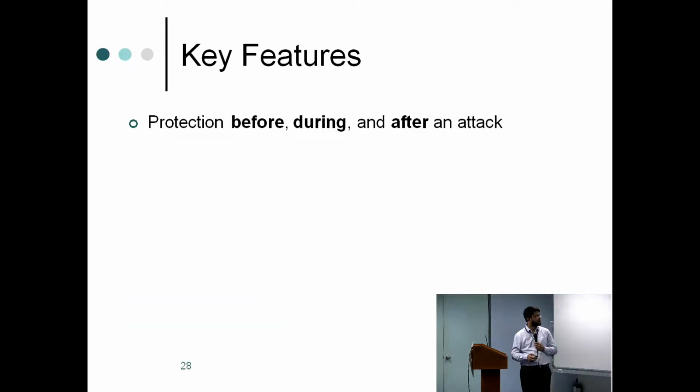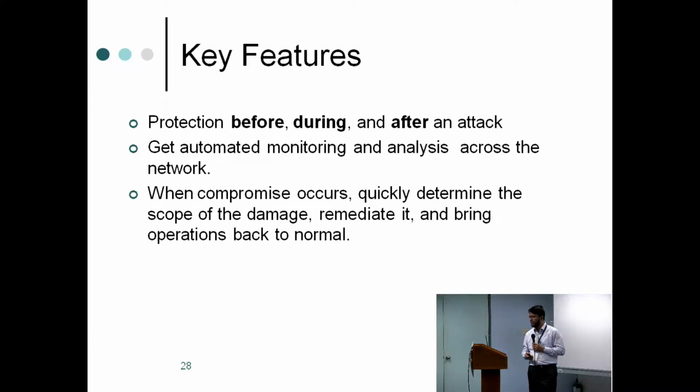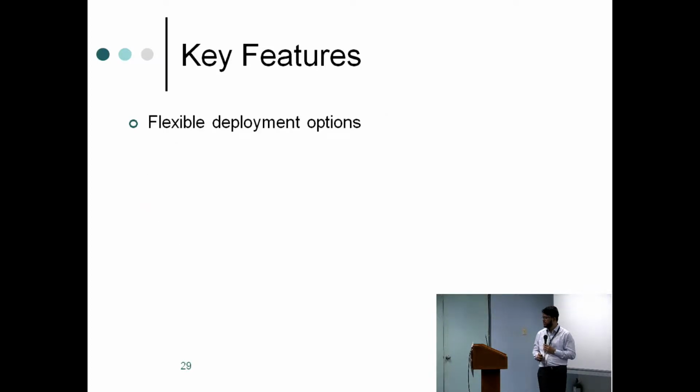in the system. So some of the key features that we found in the Cisco is protection before, during, and after the attack. We'll talk about it a little bit more elaborately later. We have automated monitoring and analysis of different packets across the networks. We'll see when the compromise attack happens, how quickly we can determine the scope and how quickly you can bring the operation back to normal.